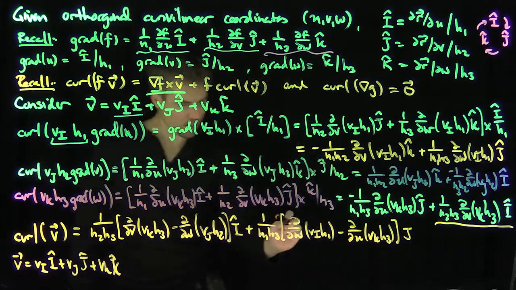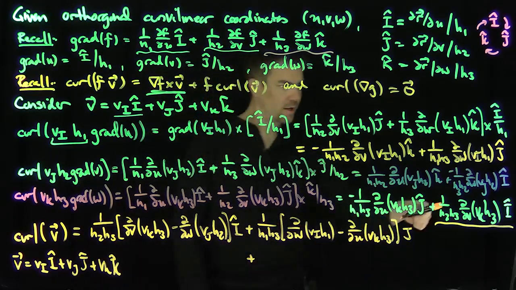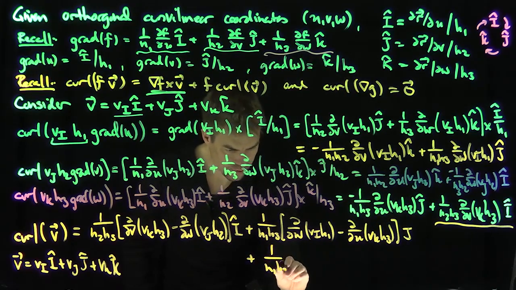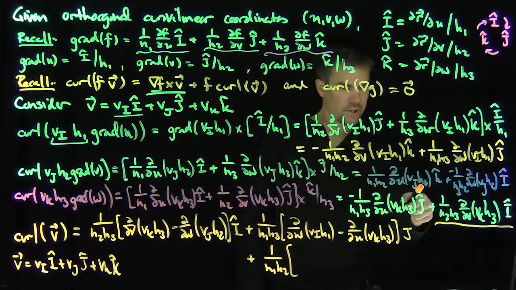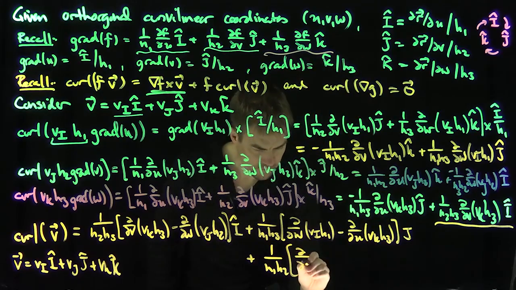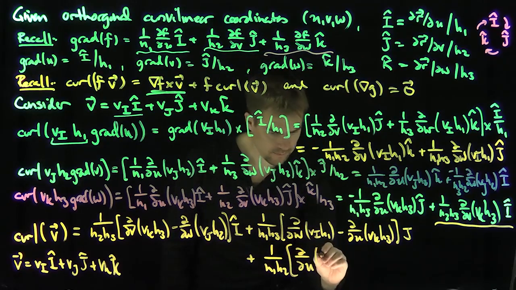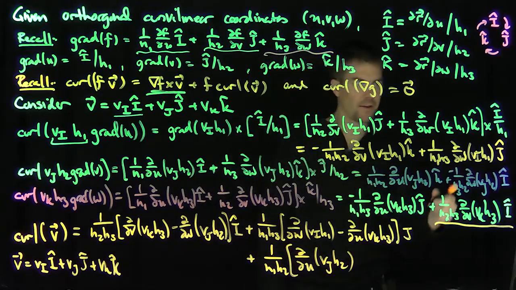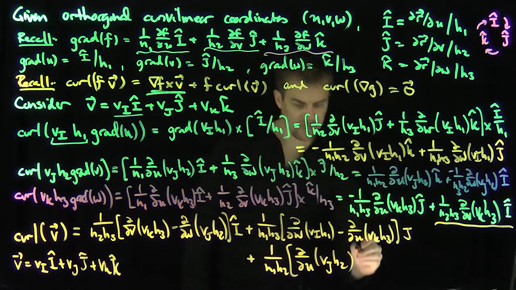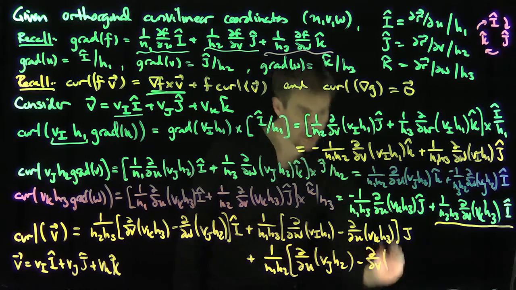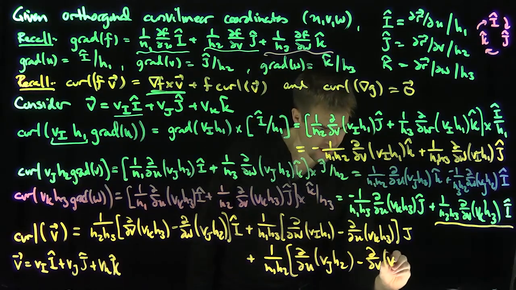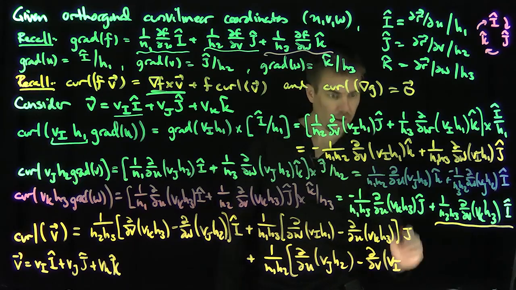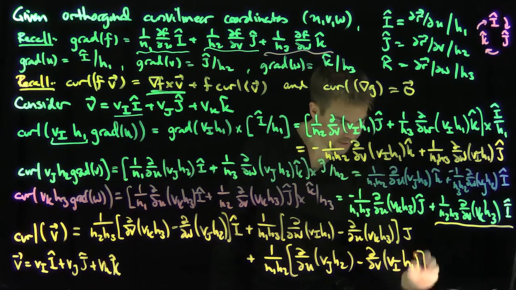And then finally, what are my K components over here? My K components are going to be plus 1 over H1 H2. This term is a K, and this is the first K over here, d by du of V_j H2. And then where's the other K? The other K comes up top over here, which is a negative d by dv of V_i H1. And these are my K components.